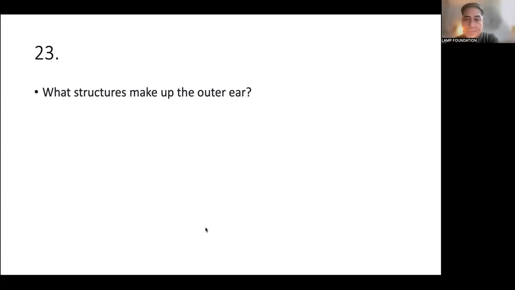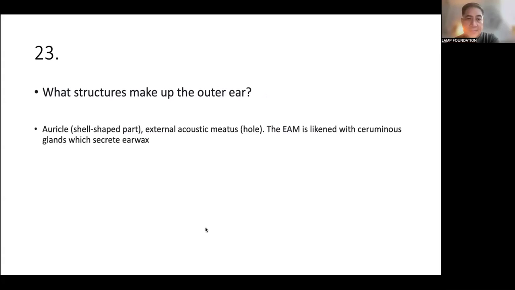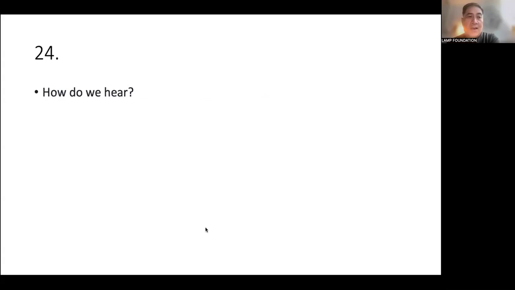Auricle, external acoustic meatus. The EAM is linked with ceruminous glands which secrete earwax. Okay. How do we hear?